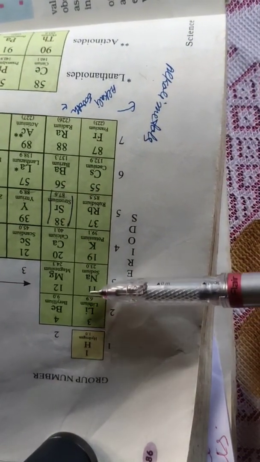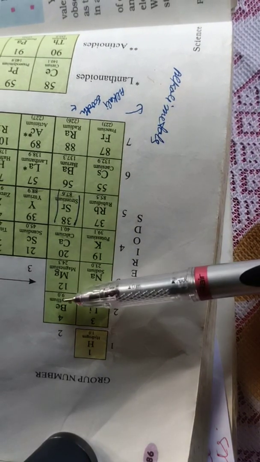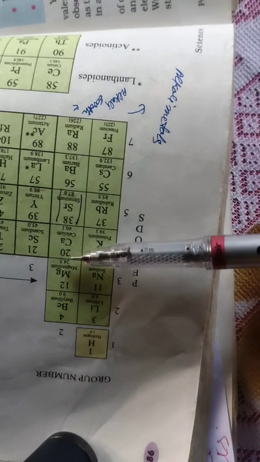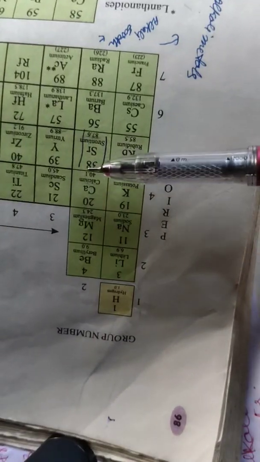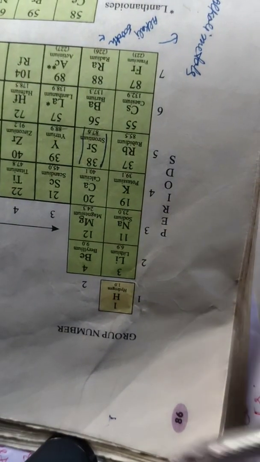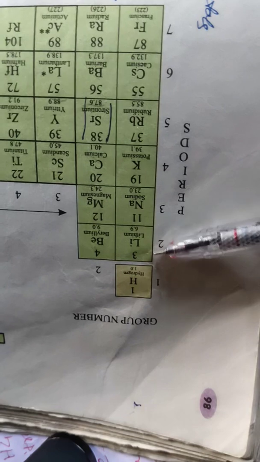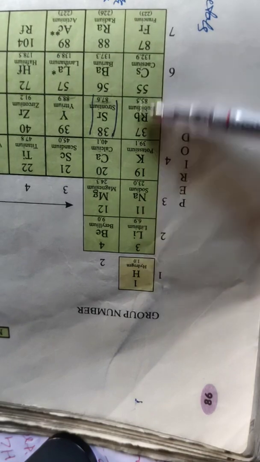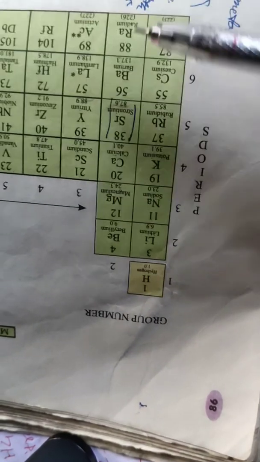Please turn to page 86. In the page 86 you will get the periodic table. This is called alkali metals and this is called alkaline earth metals. About the alkali metals and the alkaline earth metals, I will tell you in the next class, that is in this continuous class. So just remember what are alkali metals and what are alkaline earth metals. This is alkali metals and this is alkaline earth metals. Okay, so let's go to the equations.